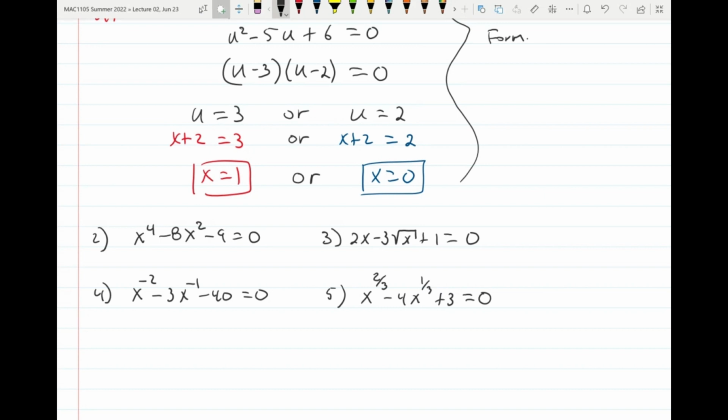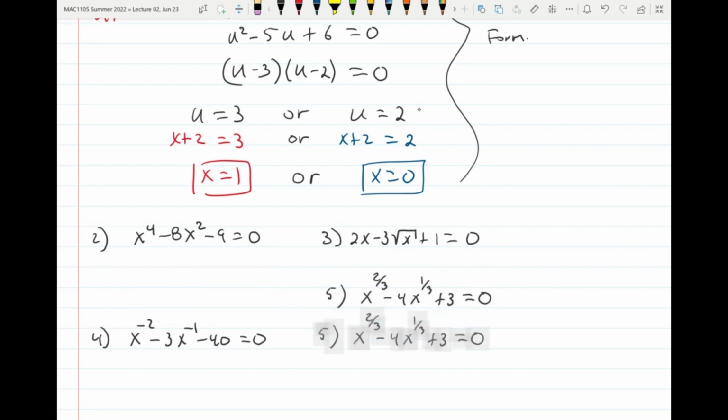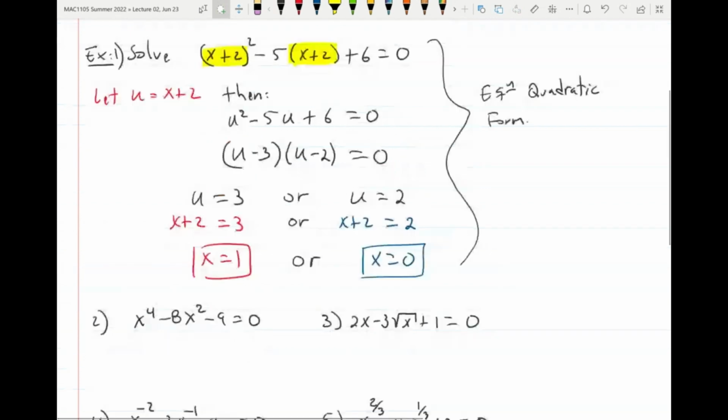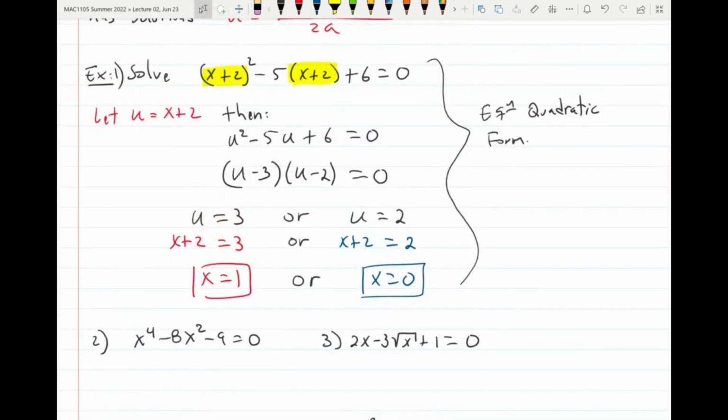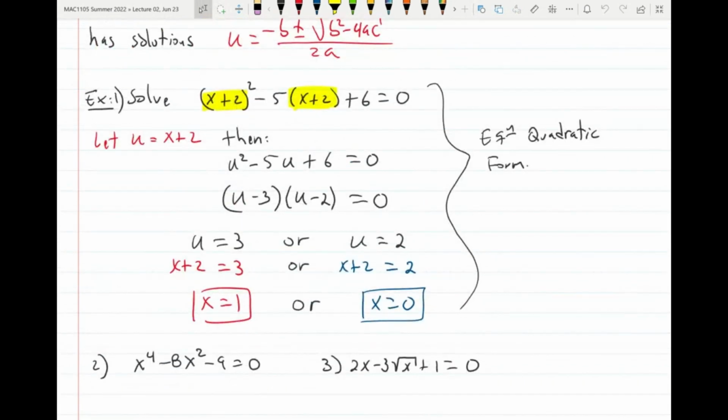And I guess before we even solve them, let's make sure that we understand that they are quadratic in form. And to understand that they are quadratic in form is equivalent to knowing what's the substitution that we need to make. What should this variable u be equal to so that we turn this into a quadratic equation? So let's practice that skill first. The hint here is, notice that in the example that we did, we let u be equal to x plus 2. We didn't make it something else.